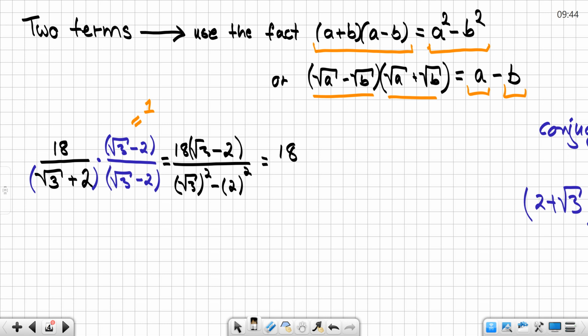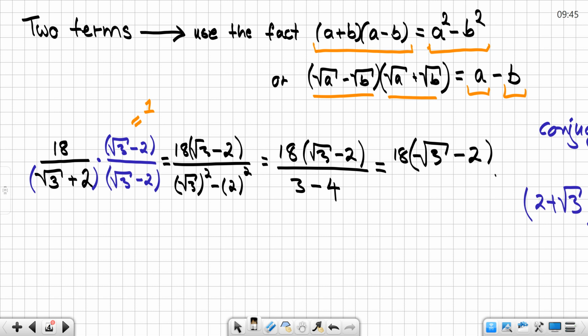I have 18 times the square root of 3 minus 2 divided by, let's have a look, the square root of 3 squared is just 3. Minus 2 squared is 4. So 3 minus 4, that will be a negative 1. Three minus 4 is a negative 1. So I can just take this negative 1 and I can put it in the top. This is a negative 18 times the square root of 3 minus 2.